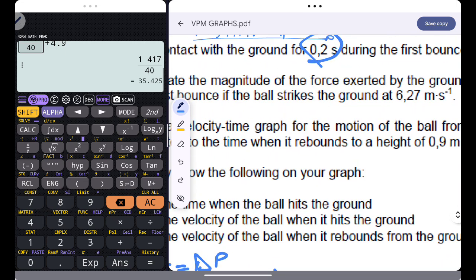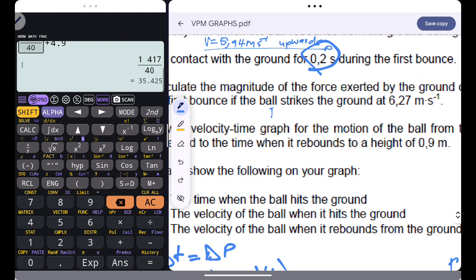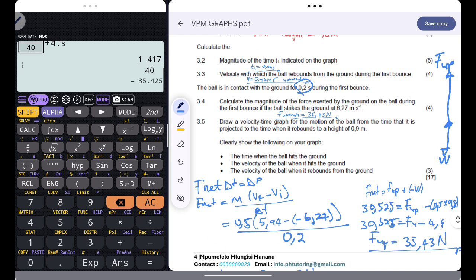The upwards force that the ground will exert on the ball is just 35.43 newtons. Okay.